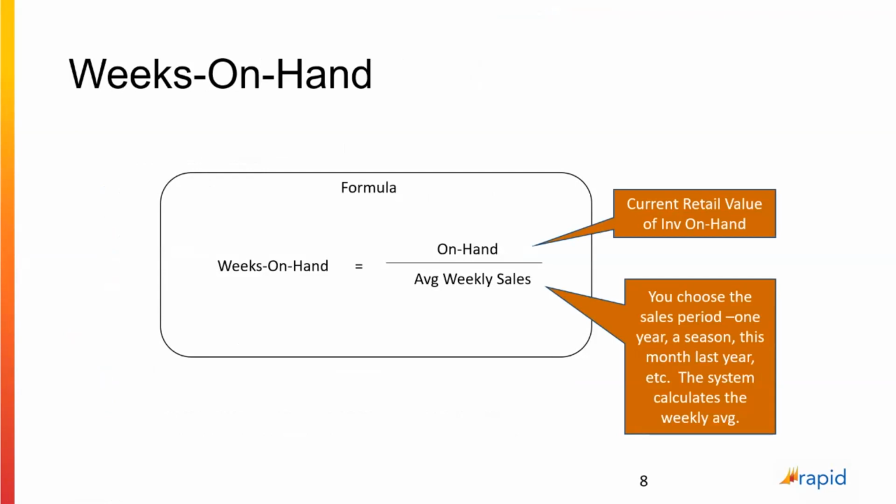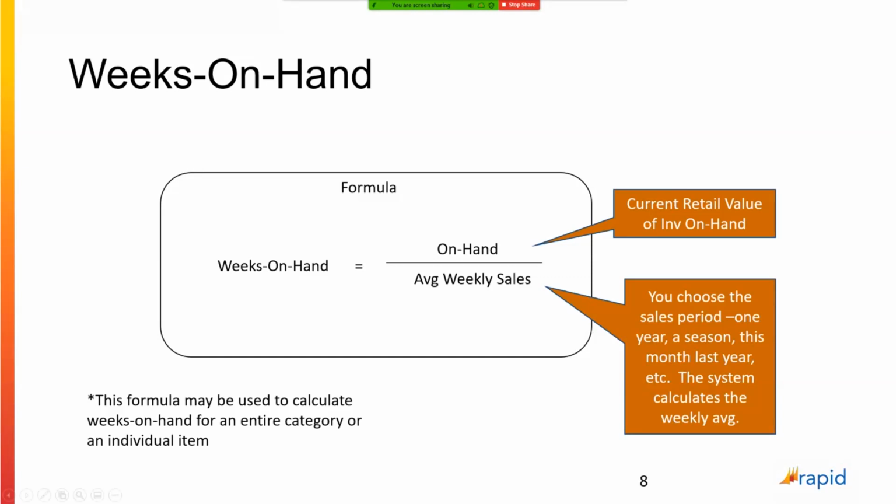Just like with Sean a minute ago, there could be sometimes when you want to use, if it's staple items, you might want to use an entire year. But if it's seasonal items, you may want to use a different period. So you could use a year, a season, a month. This month, last year, last month. All of these are different things that you could use to evaluate what your weeks on hand are going to be. And different retailers have different reasons they want to use this, and sometimes it differs from category to category.